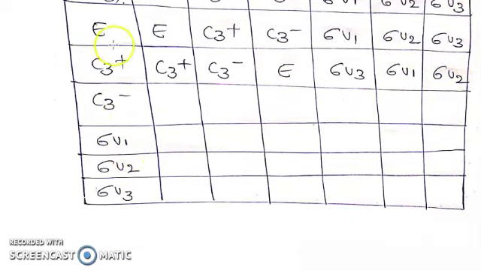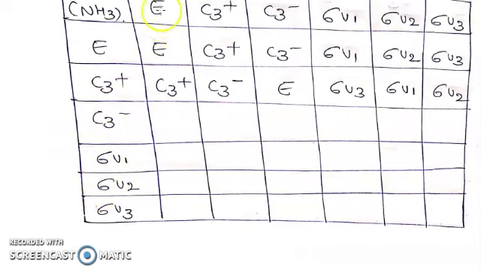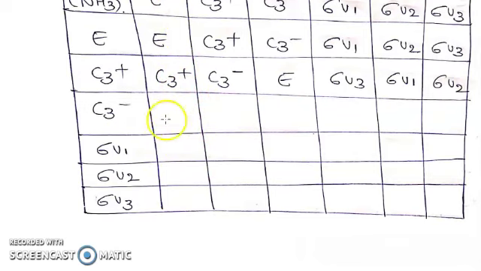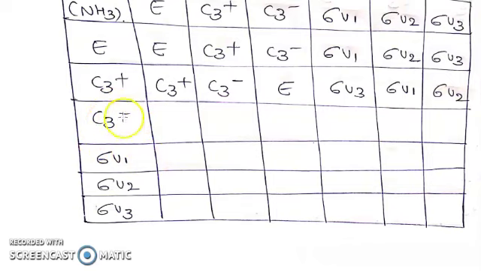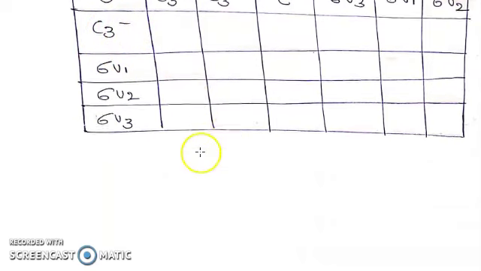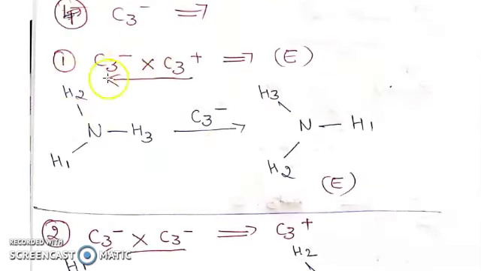Next, the third one is C3-. C3- into E means C3- only. Next, C3- into C3+. Here we should do the operation from the right side. Here the right side is C3+.